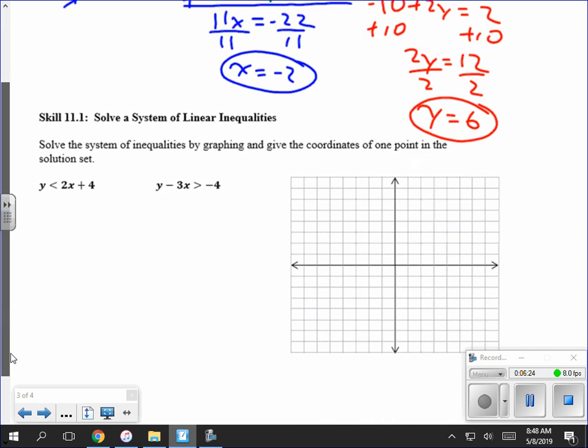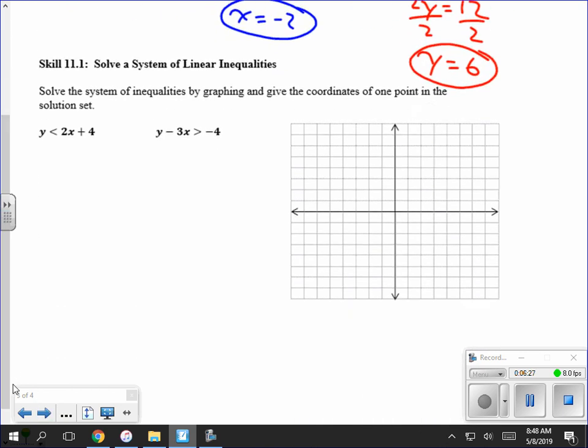Okay. And the next one is solving a system of inequalities by graphing. So what I need to do is graph each inequality. I'm going to start with this one on this side here. I'm going to do it in red. Your slope is 2. Always make your slope a fraction, 2 over 1. My y-intercept is 4. So I go to 4: 1, 2, 3, 4. And then my slope is 2, so I go over 1 and up 2, over 1, up 2. And then because it's not "or equal to," it's just less than, I have a dashed line.